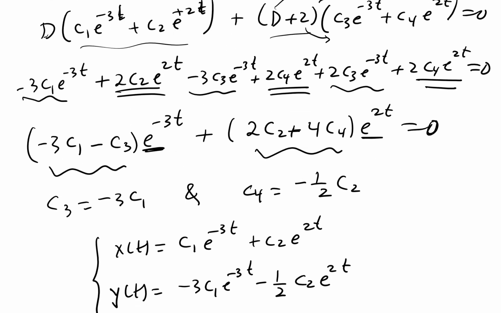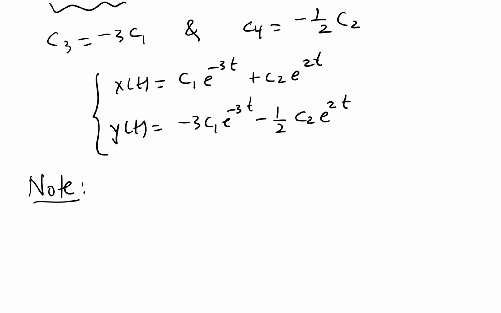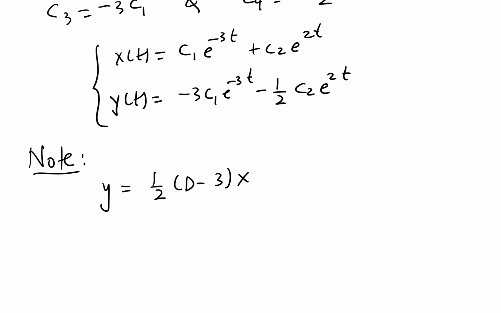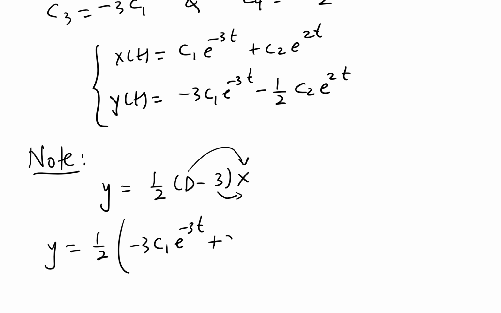For this specific problem, if you look at the second equation, we could solve for y in terms of x, like so. It's easy to do that. And then what you can do, because we already found what x is, so all we have to do is find the derivative of x and then minus 3 times the whole x. So that would give us the derivative, which is negative 3C1 e to the negative 3t plus 2C2 e to the 2t, and then multiply the negative 3 in, so minus 3C1 e to the negative 3t minus 3C2 e to the 2t.